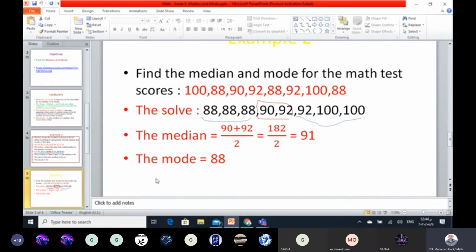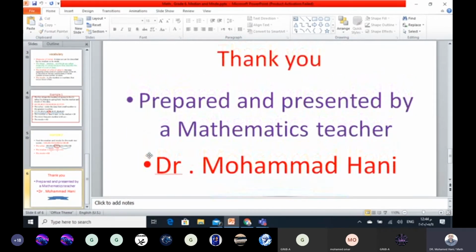And how to find the mode? The most repeated number, the most frequent number. Here repeated 2 times, here repeated 2 times, here 1 time, here 3 times. So this is the most. So the mode here will be what? It will be 88. And this is our lesson today.